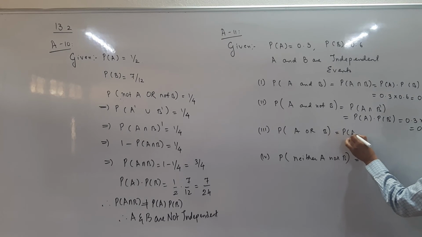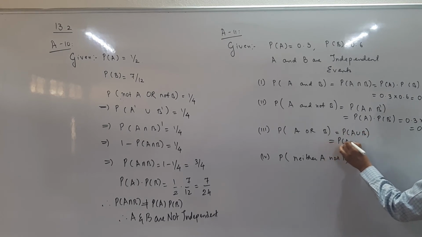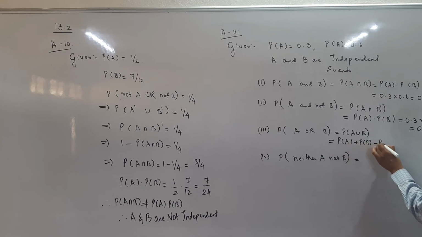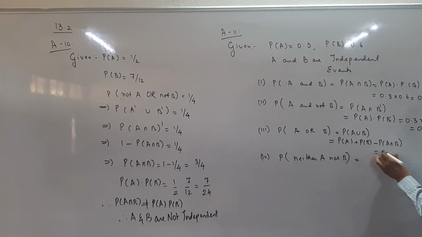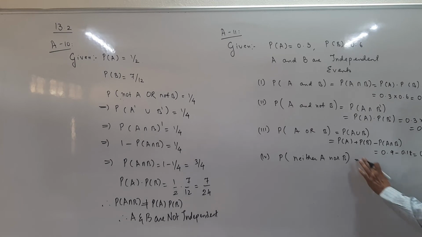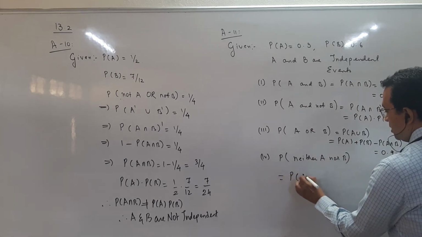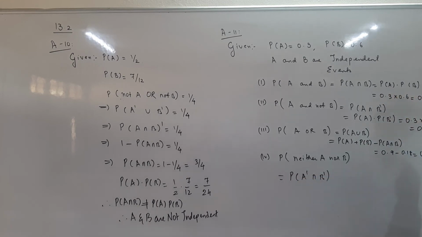Now P of A or B is P of A union B, and that is P of A plus P of B minus P of A intersection B. So 0.9 minus 0.18 is 0.72. And last but not the least, neither A nor B means A dash intersection B dash. Symbolic conversion of P of neither A nor B, students, is P of A dash intersection B dash. I think, students, if slightly this is not visible, you can easily understand. I don't think you should have any problem.